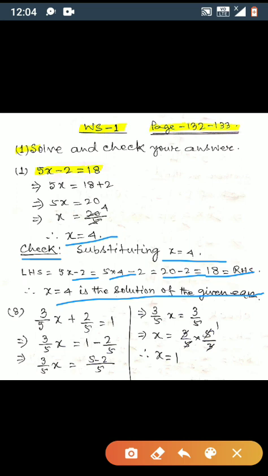Now question number 8. 3 by 5x + 2 by 5 = 1. Now use the transpose rule. 3 by 5x = 1 − 2 by 5. 3 by 5x = 5 − 2 by 5, or 3 by 5x = 3 by 5, or x = 3 by 5 multiplied by 5 by 3, therefore x = 1.